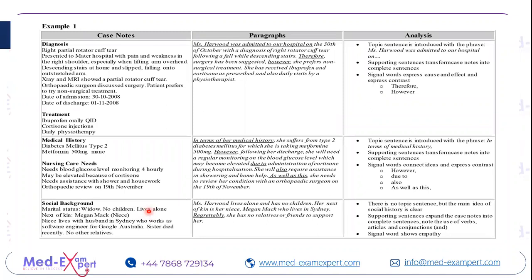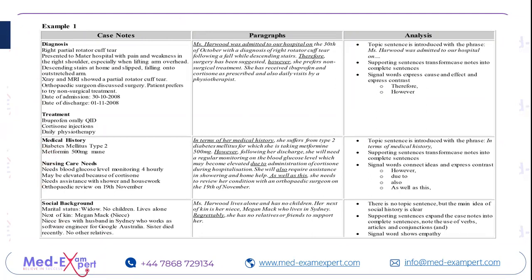Next of kin, not important. Niece lives with husband in Sydney who works as software engineer for Google Australia. Sister died recently, no other relatives. So no relatives can be mentioned, otherwise no other point is relevant here. Based on the diagnosis and the condition of the patient, you have to select from the medical history, from the social background, and from the treatment.